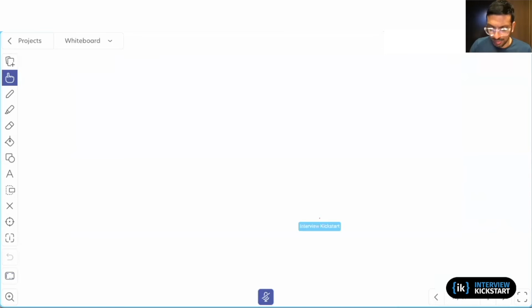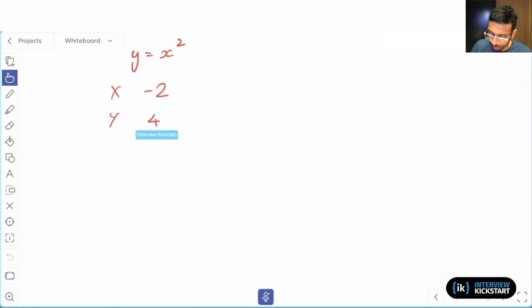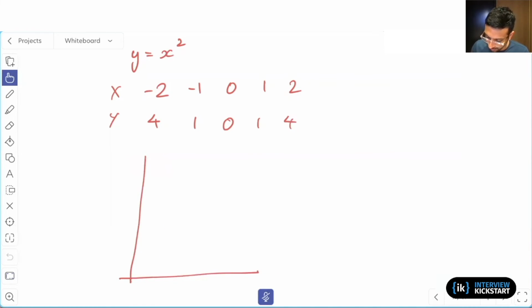Let's take another really quick example and see whether that same thing holds. So let's just take y is equal to x squared. And for y is equal to x squared, let's assume that we have x and y, where x is going to be -2, 4, -1, 1, 0, 0, 1, 1, 2, 4. So we're going to get something that looks a little bit like this.